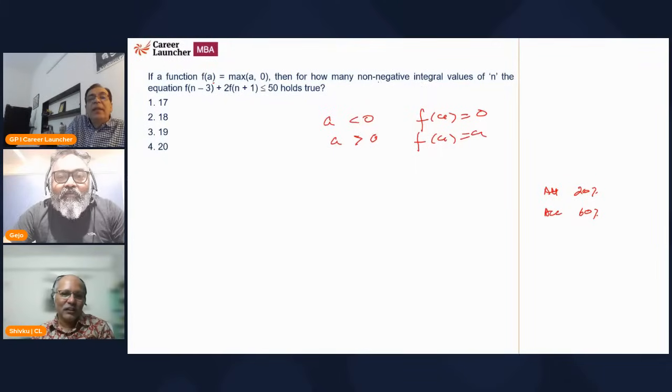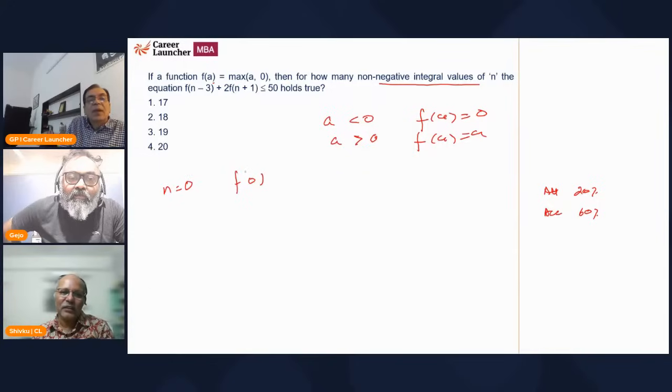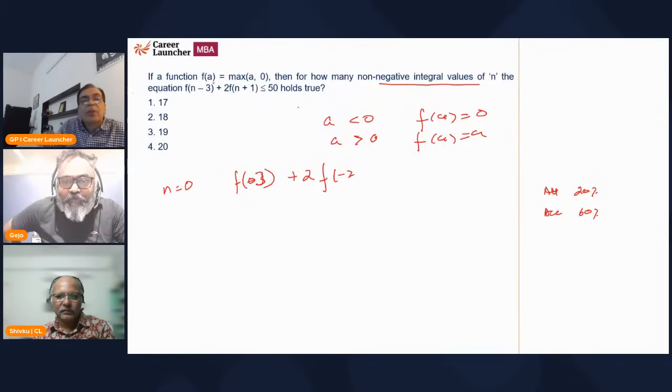And how many integral values of n? Start. How many non-negative? Start from f0. Start with n equal to 0. F of minus 3 plus twice of f of minus 3 plus 1 is minus 2. This will be 0. Sorry, n plus 1 है. हाँ, n equal to 0 है ना. 0 plus 1, 1 हो जाएगा. क्या कर रहा हूं मैं? So this will be equal to 2.